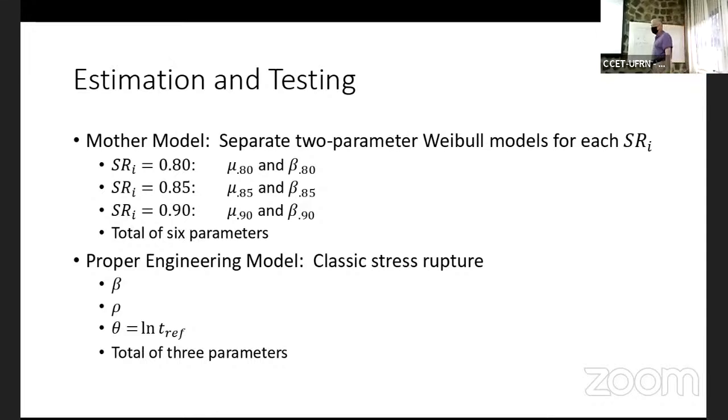But there are only 3 parameters. The question is, this has 6, this has 3. Do we need the 3 extra parameters here? That makes sense to people? This is an overall F-test, exactly analogous to it. It's actually a partial F-test, but it's okay. Next slide, please.